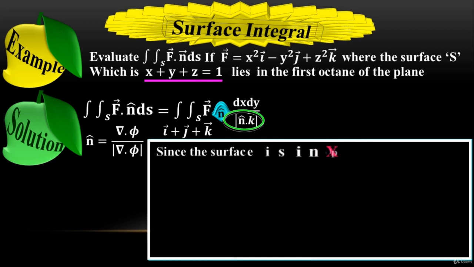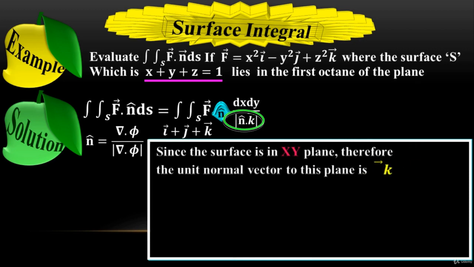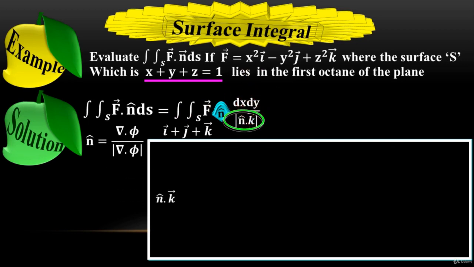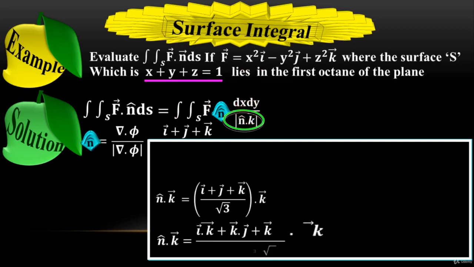Since the surface is in the xy plane, if you remember the previous lecture, we discussed that if the body lies in the xy plane, then I'm going to use dx times dy, and z is perpendicular to the xy axis. The unit vector for z is k, and therefore I put k here with the n cap. So let me put their dot product, where the unit normal vector equals (i plus j plus k) over the square root of 3, times k.